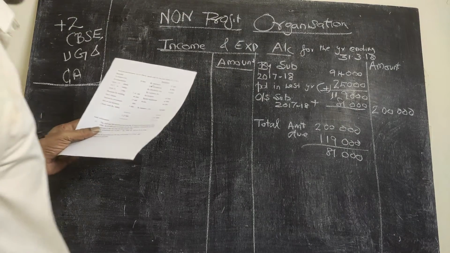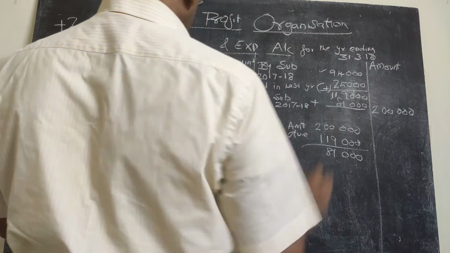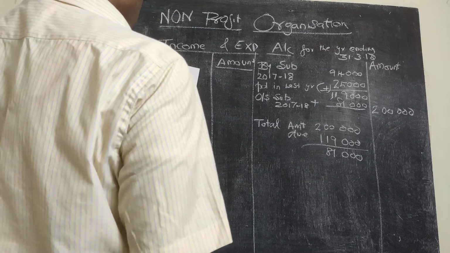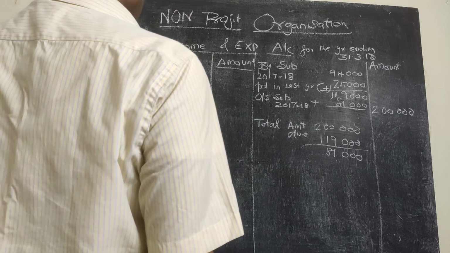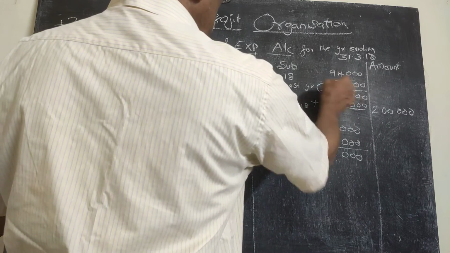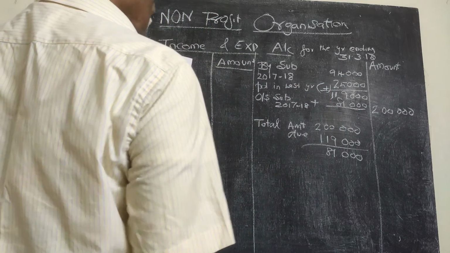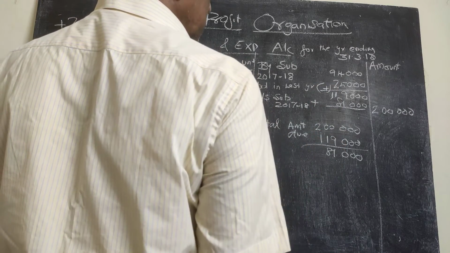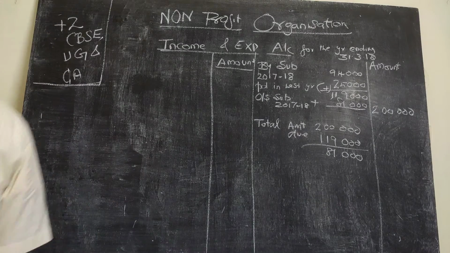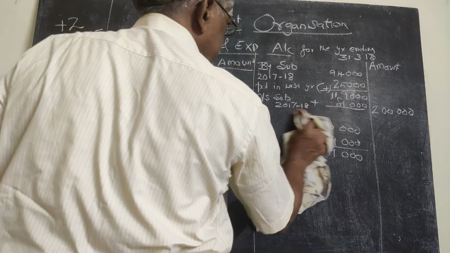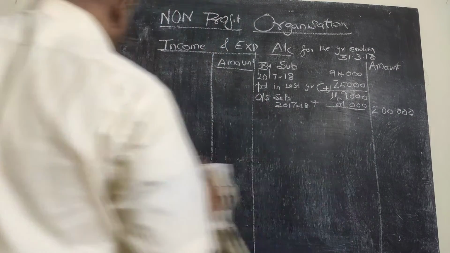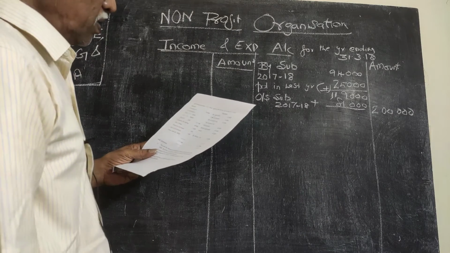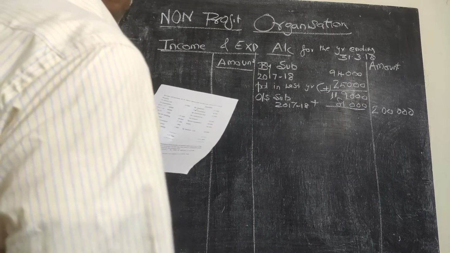So, for subscription 17-18, the figure they have given is 94,000. Last year they had collected from 25 members, so that amount pertains to this year, so I have taken that. The total amount due is 2 lakhs. Actually we have received about 1,19,000. Therefore, 81,000 is outstanding at the end of the year. On the receipt side, 2016-17 40,000 is there. That should not be taken into account.